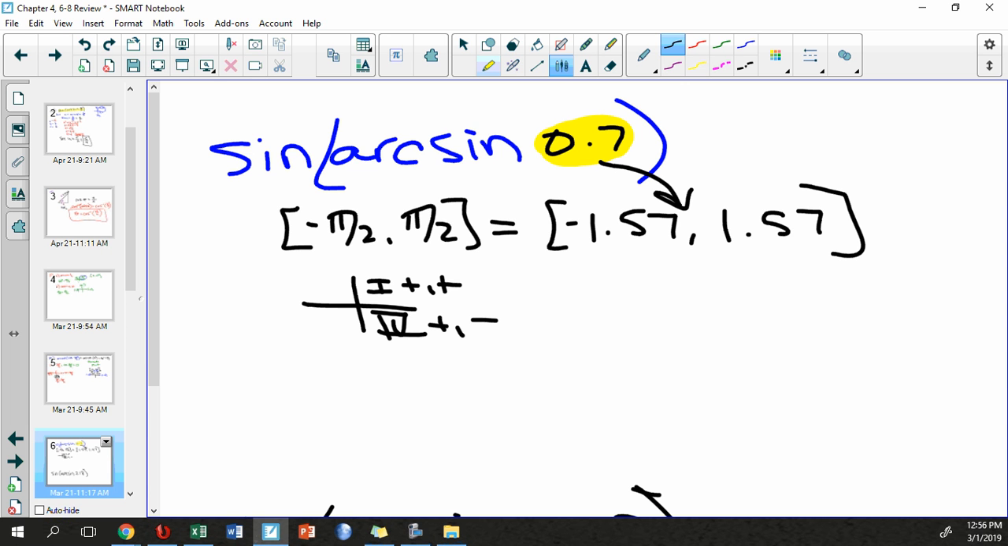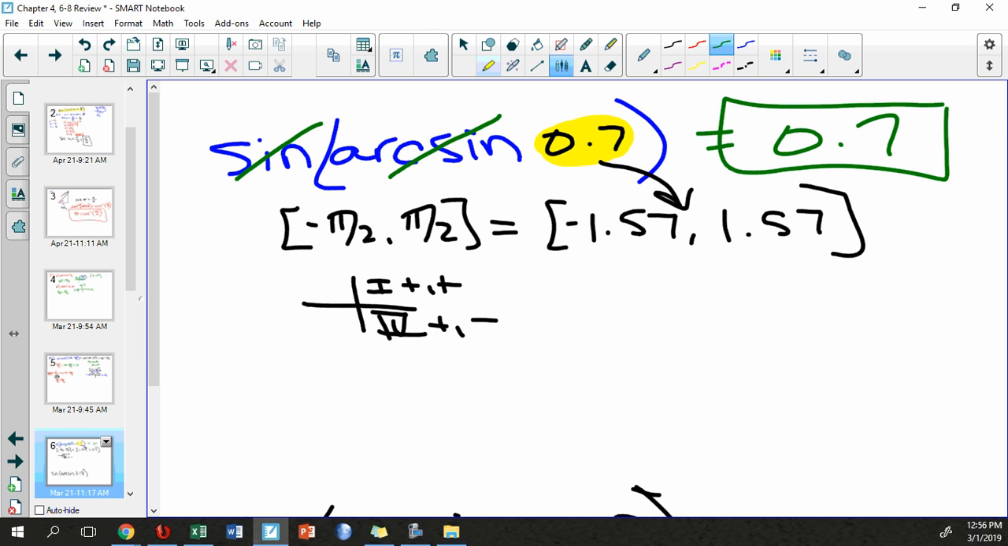Absolutely. So since it's within that region, what can I do with the sine and the arc sine? I can cancel them out to give me 0.7 as my answer. Do we understand that?